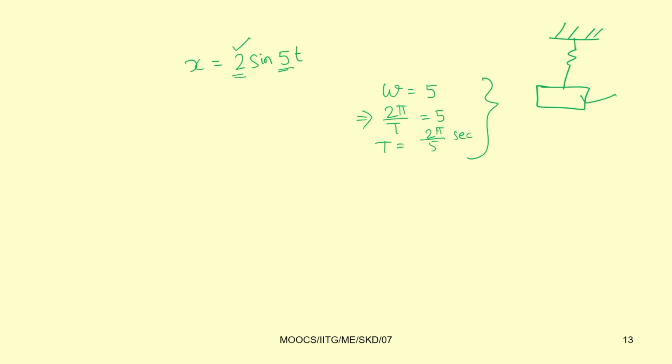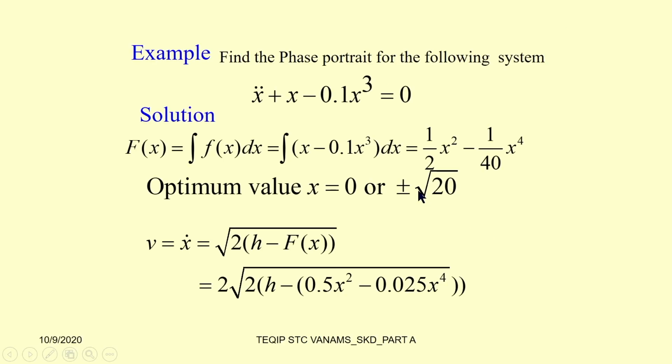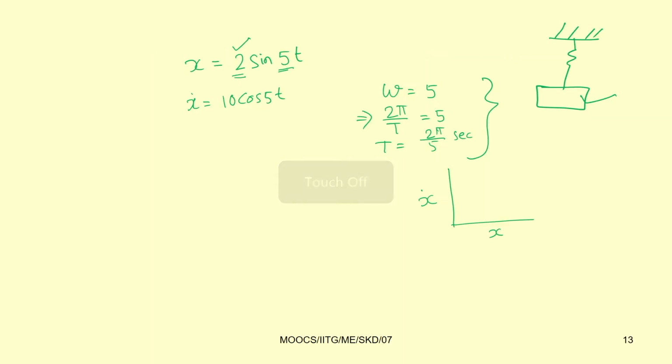In this way you can get the time period, and this is the amplitude of oscillation. In this case, if you write x dot, this x dot becomes 10 cos 5 t, and if you plot the phase portrait, that is x versus x dot. Already I have told you how to derive the equation. Already I told you how you can use an Excel file or MATLAB to plot this x versus x dot.